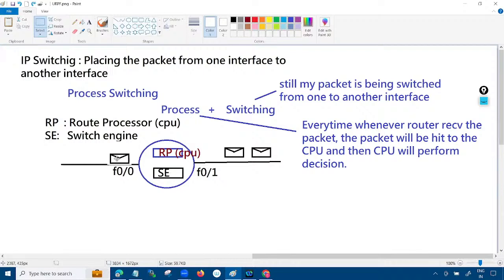It will receive on the 0/0 interface. It will give to the RP. RP will look up all these things like a routing lookup and everything. They will do that. It will give this packet to the switch engine, and then switch engine will place this packet on this particular interface. So try to understand.